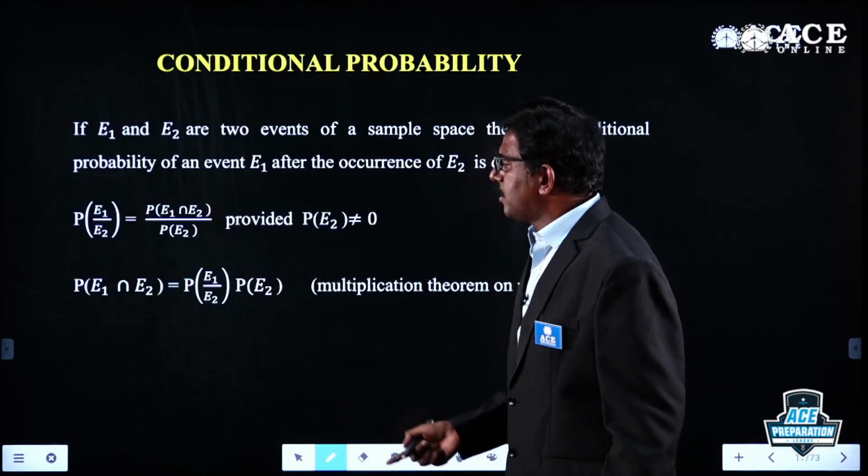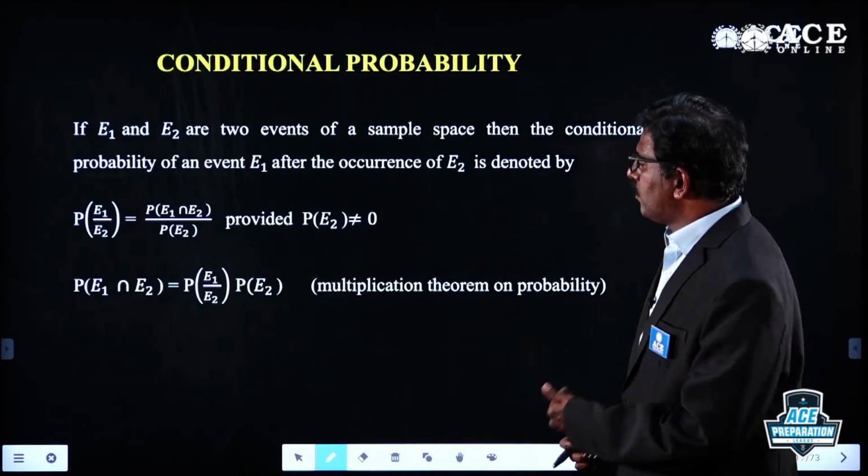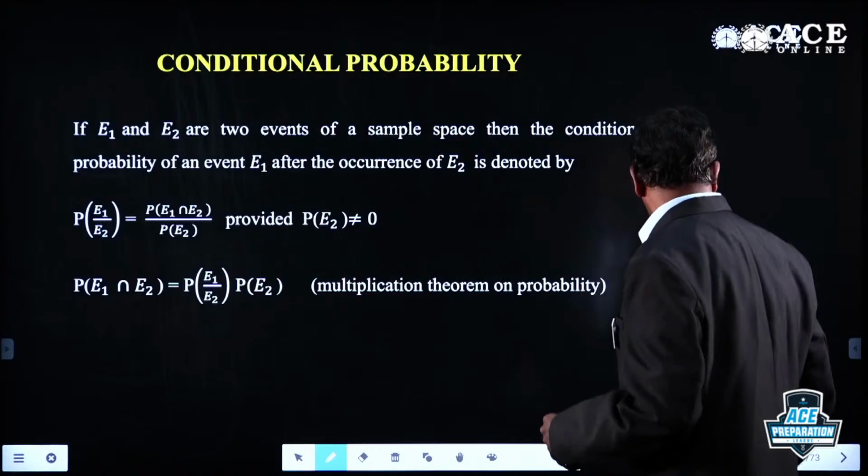Now if you cross multiply it, P of E1 intersection E2 is equal to P of E1 by E2 into P of E2. We call it the multiplication theorem on probability.